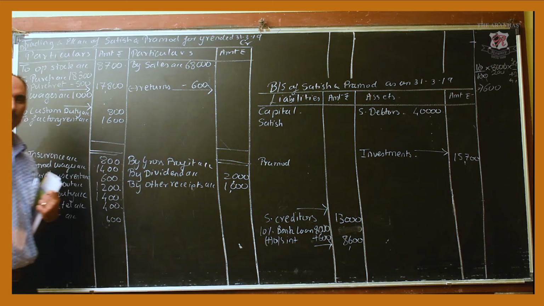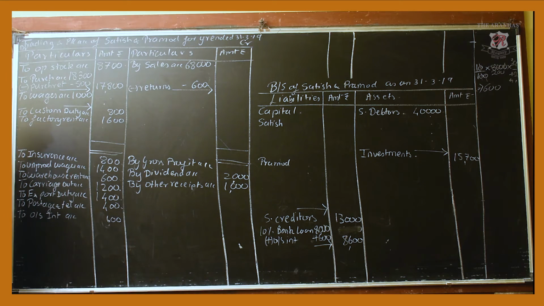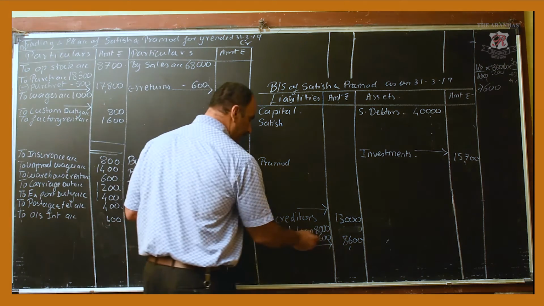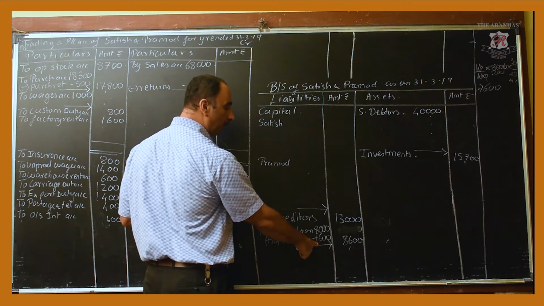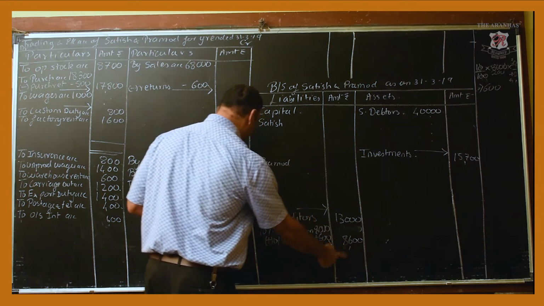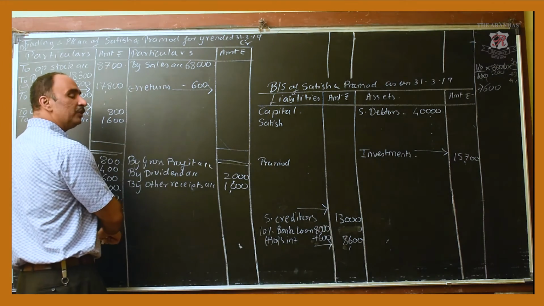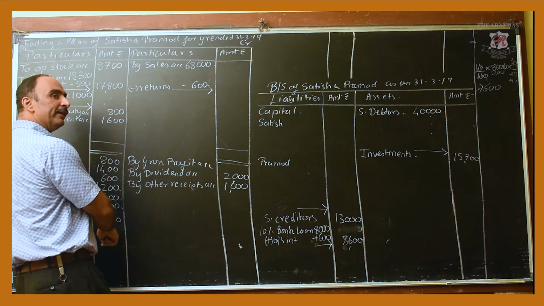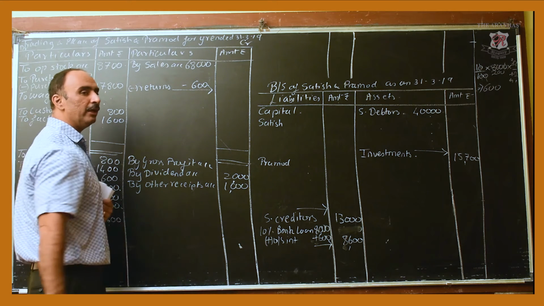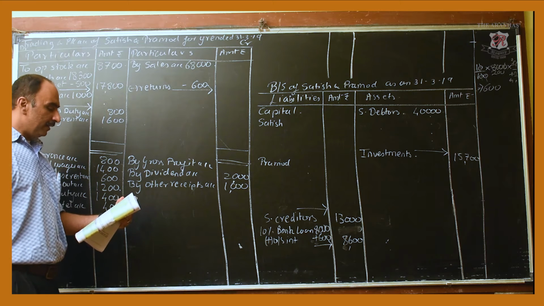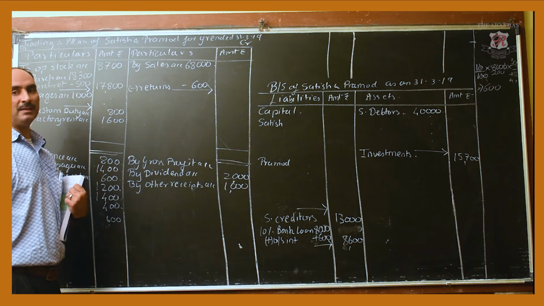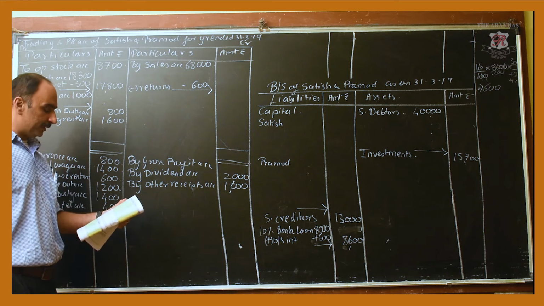I'll just repeat the outstanding interest in case there is any confusion. On 8,000 rupees, I calculated 10% for a period of 9 months. So 600 came as the amount. 600 I added, I put it outside, and that 600 is still due to be paid. It's an expense, not manufacturing in nature. So I put it here on the debit side. After other receipts, I have finished with all the trial balance items. So I start with my adjustments.